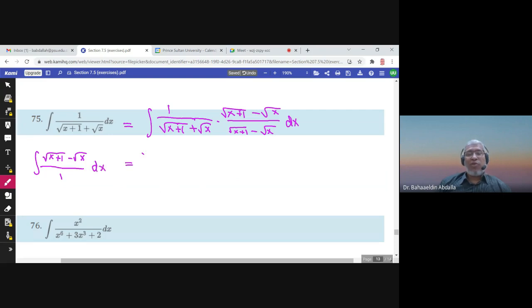And now you can continue easily, because the integral of x plus 1 to the power half and x to the power half is just x plus 1 to the power 3 over 2 times 2 over 3 minus also 2 over 3 x to the power 3 over 2 plus c.